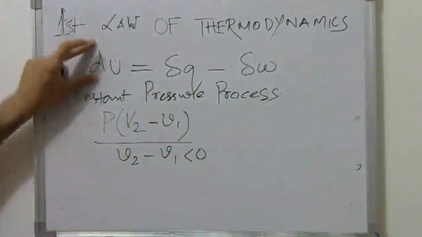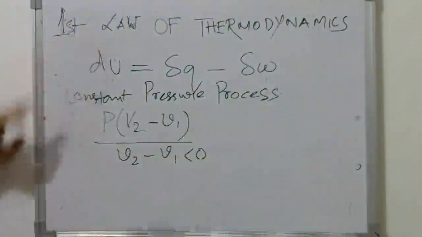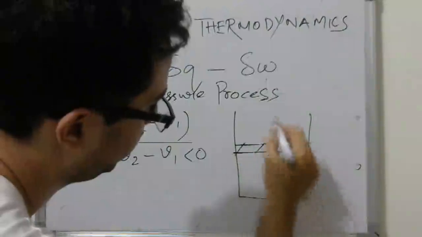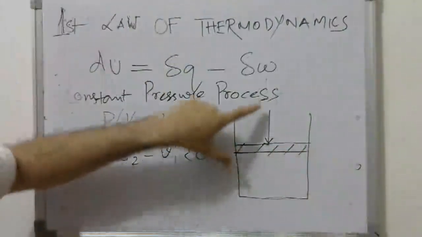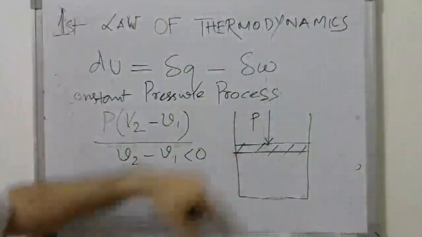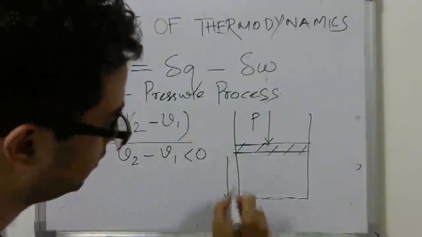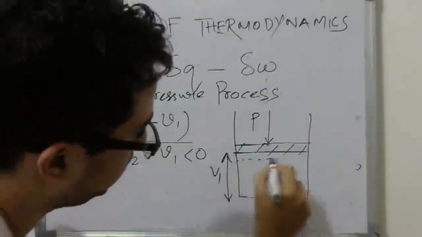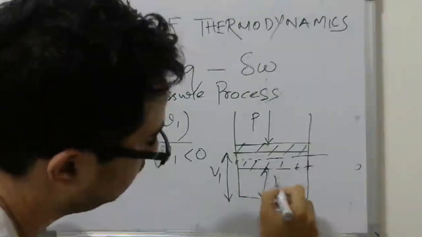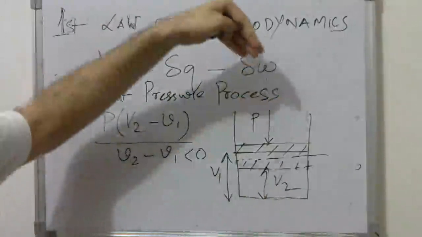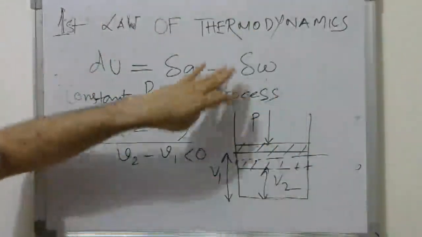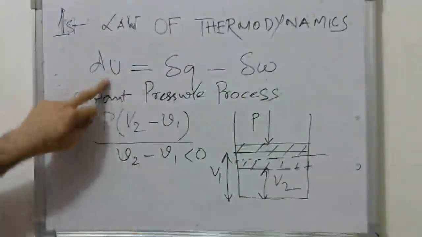So internal energy increases if work is done on the system. What is meant by that? This is the piston. If the pressure P is exerted over there, suppose it is in equilibrium initially, and P pressure is exerted over there, and this one is the initial volume V1, and after exertion of this pressure, the new position is this one, V2. So obviously the work is done on the system. Any work that is done on the system is a positive work, and that increases the internal energy of the system.